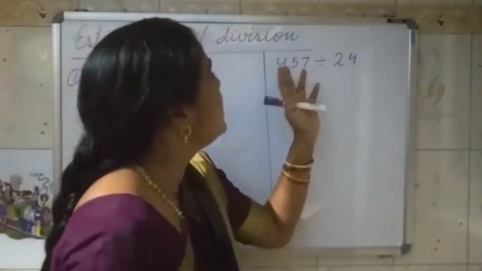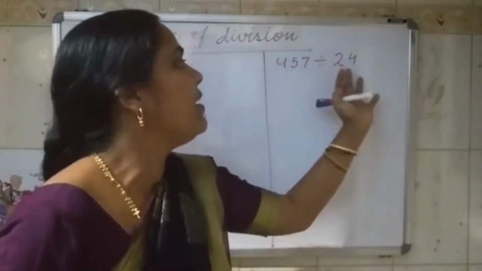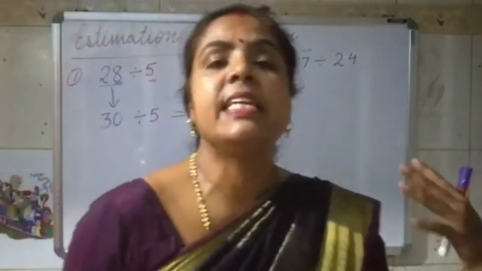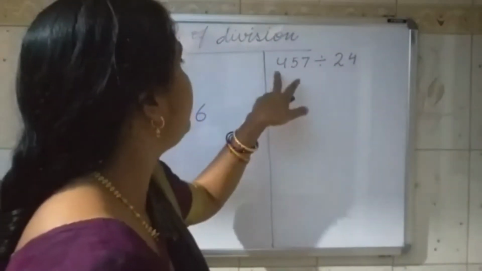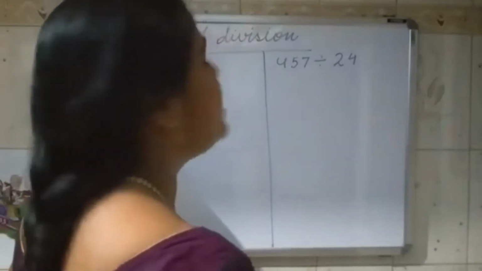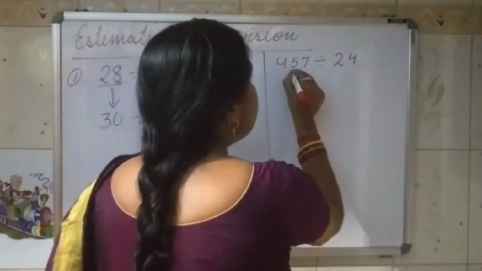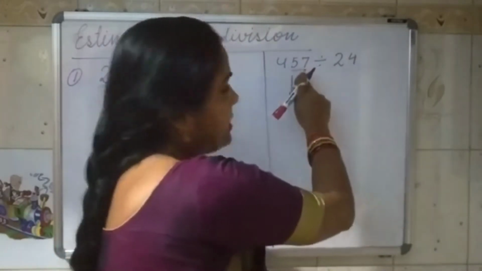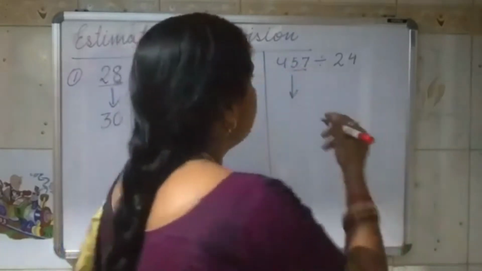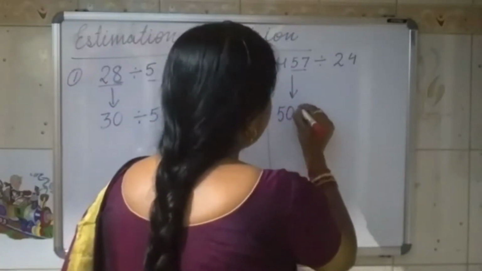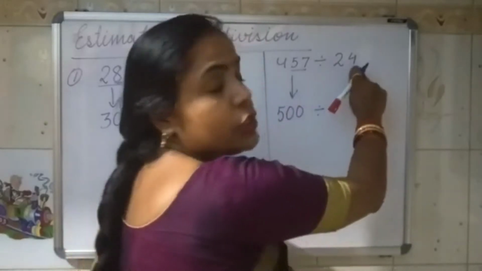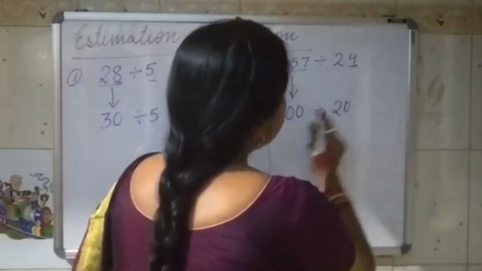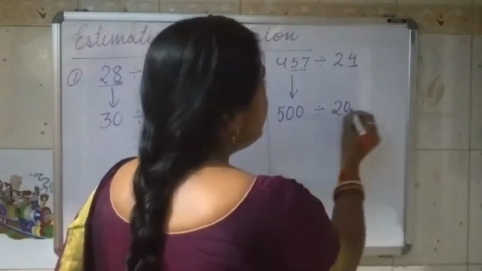Now in this case, the dividend has 3 digits and the divisor has 2 digits. It is not given whether we have to round off to the nearest 10, nearest 100, or nearest 1000. So the same process we will repeat. Here it is 2 digits, so we estimated to the nearest tens. Here it is 3 digits, so we will estimate to the nearest 100. So 457, when we round it off, 57 is more than 50. So it will go to 500, divided by the divisor 24. The ones place is less than 5. So it will go to 20, and we will divide 500 by 20.